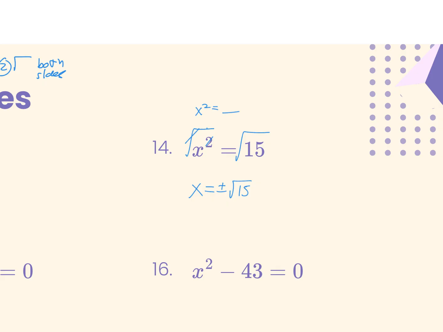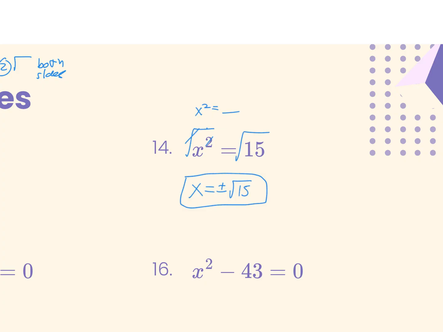Now, 15 is not a perfect square, but we want to check if it can be broken down any further. This one cannot. The only factors of 15 are going to be 3 and 5, and neither one of those are perfect squares. There's also 1 times 15, but we don't really want to use 1. That's a little redundant, so we can just leave it just like this. Sometimes you do get radical answers.